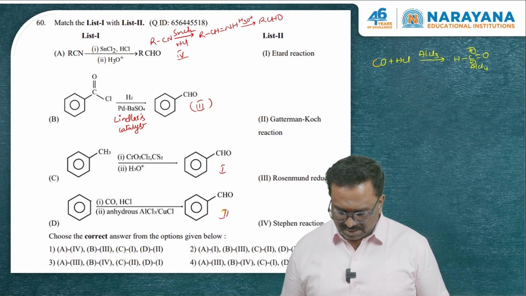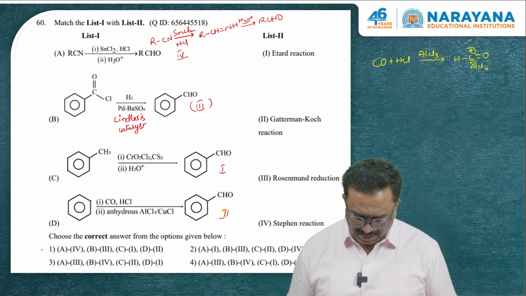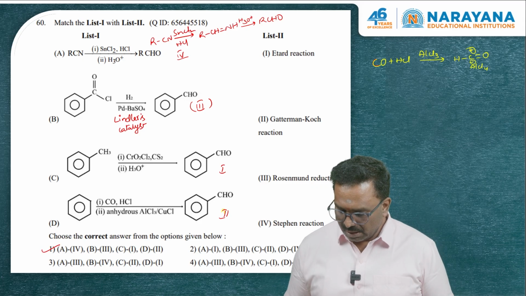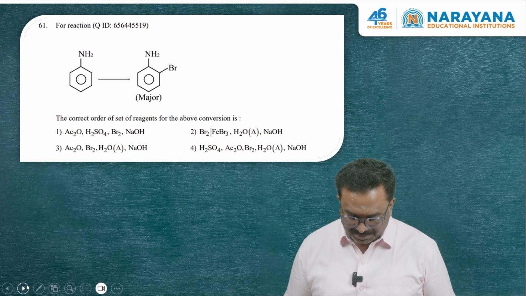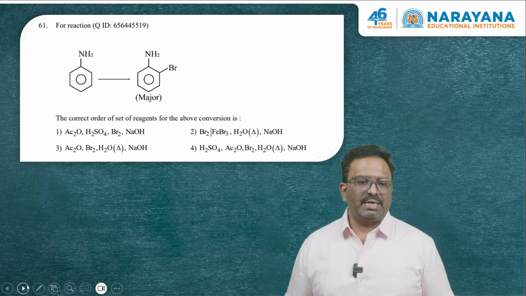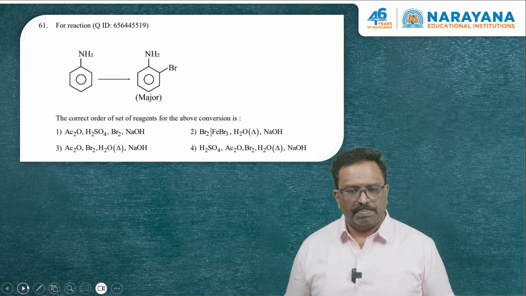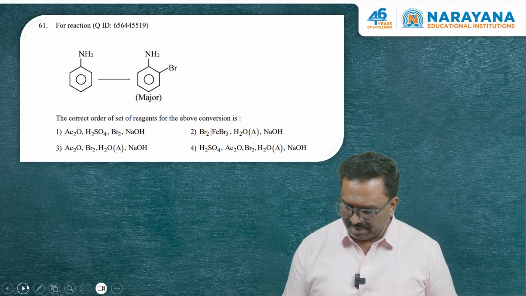This is there in option 1. This is the more appropriate among those given. Let me see the next one. For the given reaction, aniline is converted into orthobromoaniline.